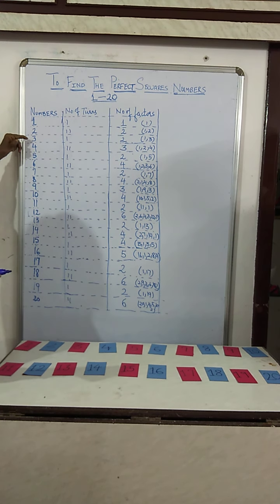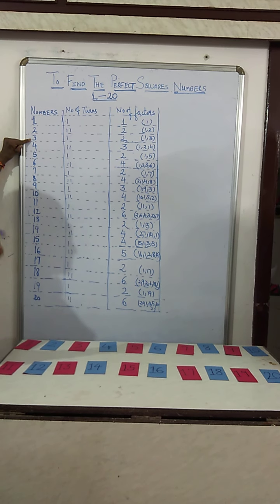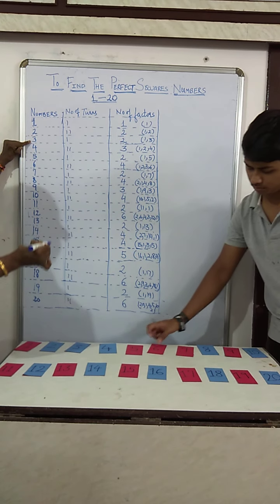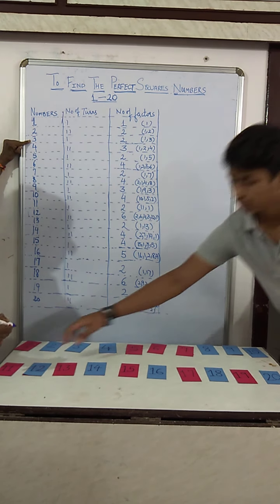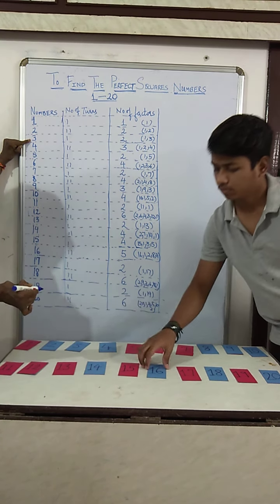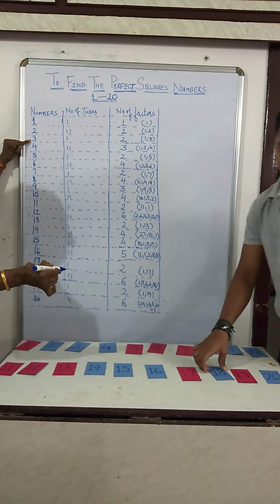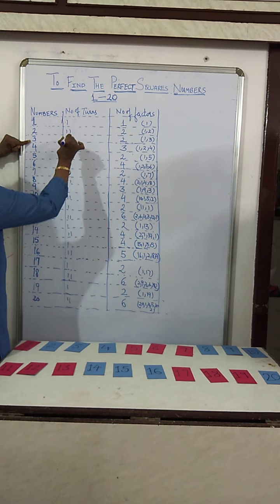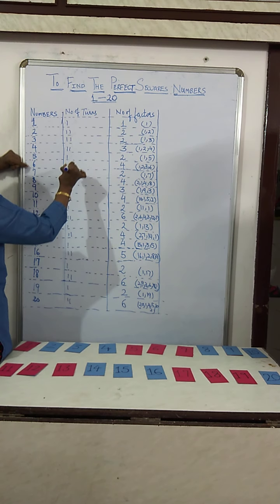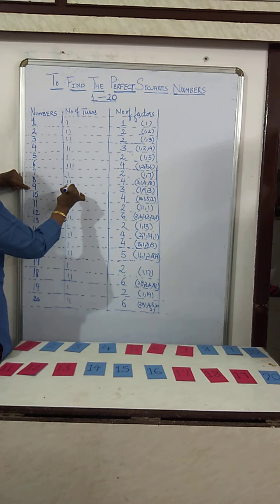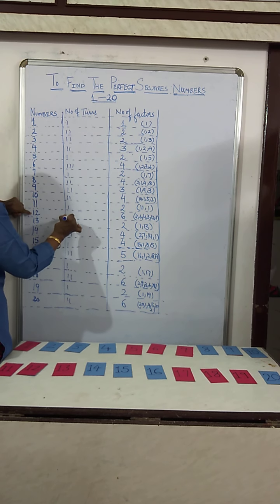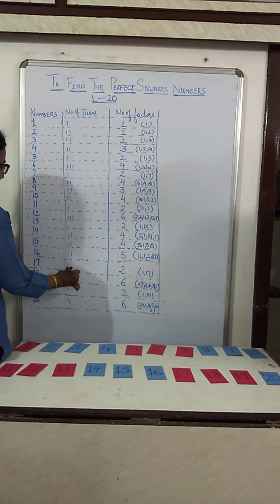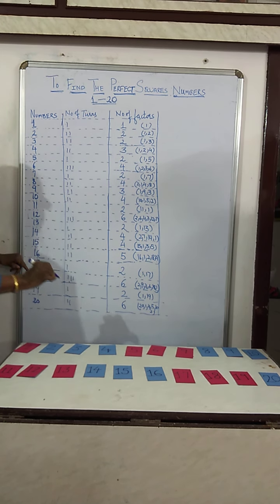Now we come to the next, 3. 3 is a factor of what? 3, 6, 9, 12, 15, 18. So we turn those cards upside down. We turned 3, then 6, then 9, then 12, then 15, then 18.